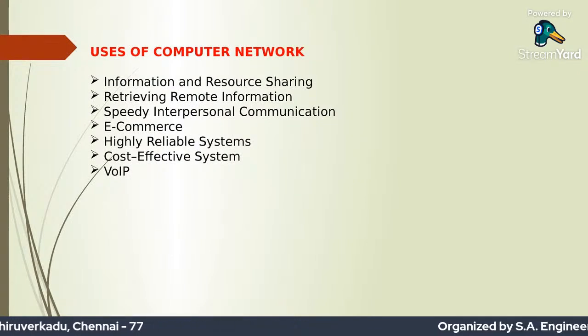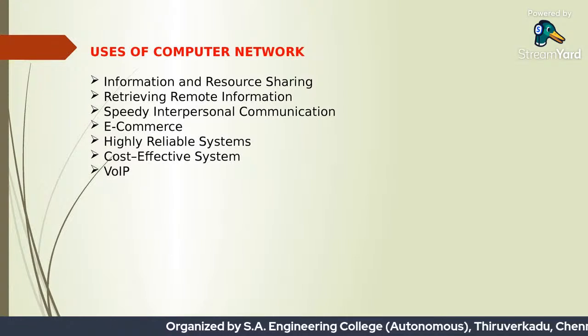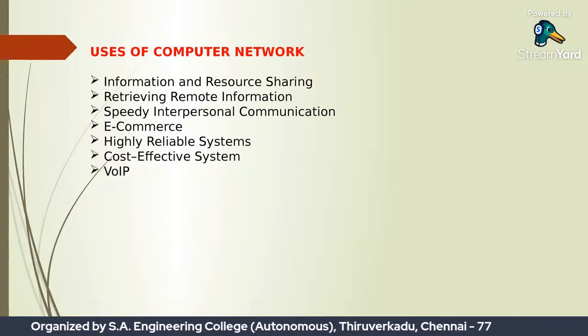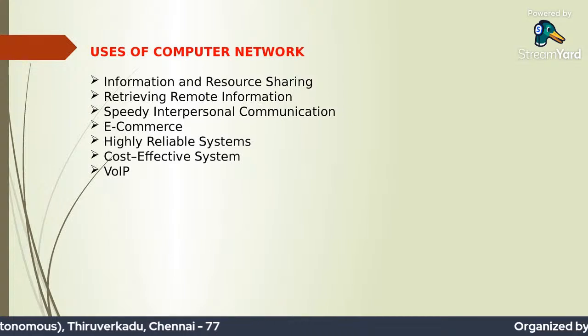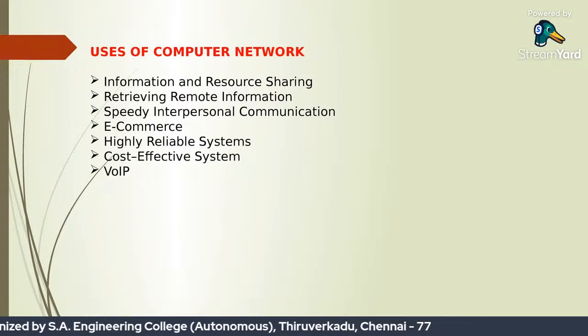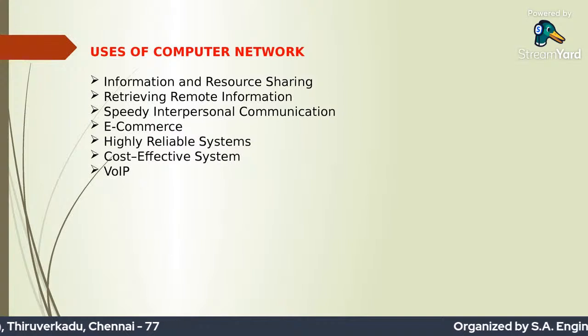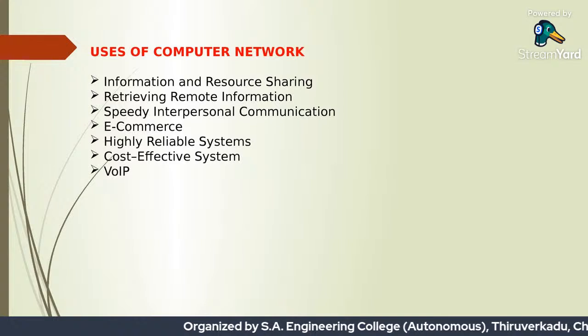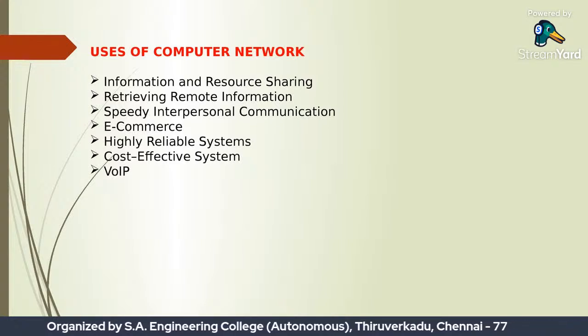And uses of computer networking. First, why do we use computer networking? Information and resource sharing. This is the basic need, to share data and information from one place to another place. And next, retrieving remote information. By using computer networking, a user can retrieve whatever data they need. For example, for whatever topic we need information on, we can search on Google and collect the information. This is retrieving remote information.